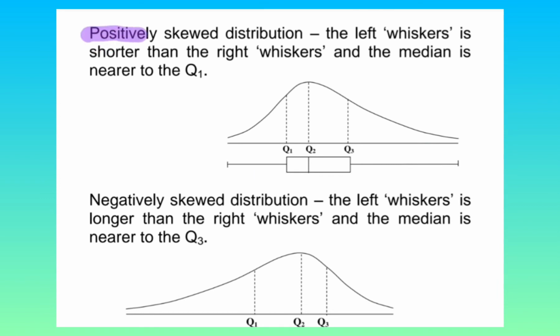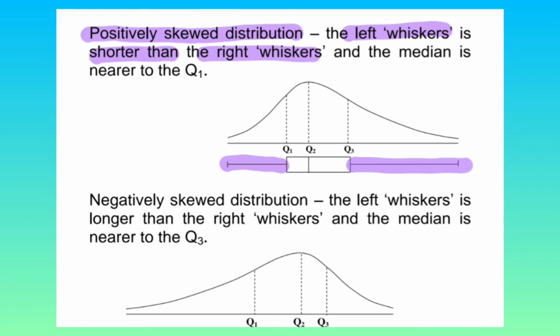Next is positively skewed distribution. For this shape of distribution, the left whisker is shorter than the right whisker. The left whisker is shorter than the right whisker, and the median is nearer to Q1.